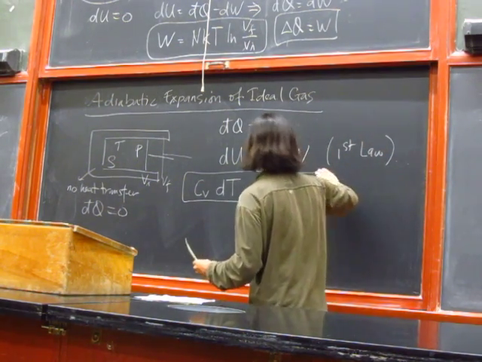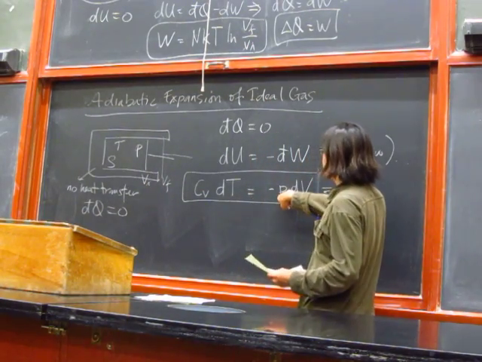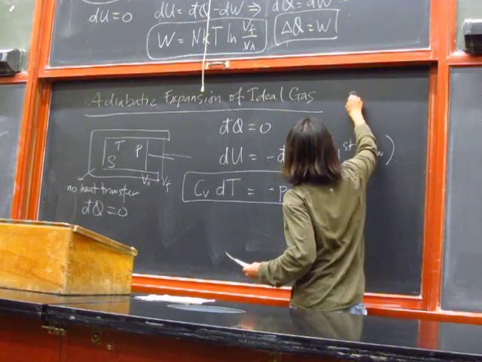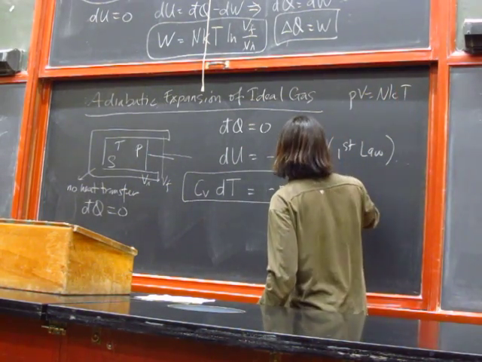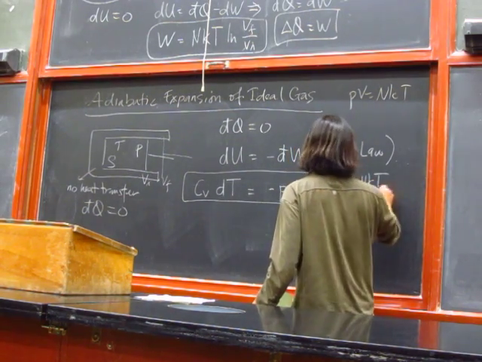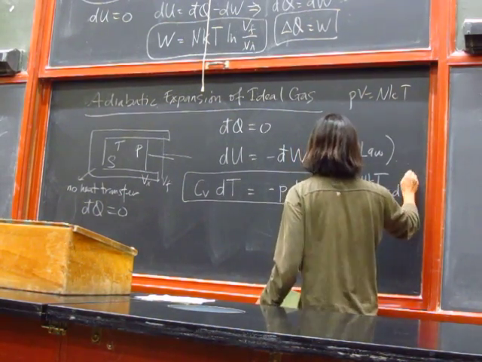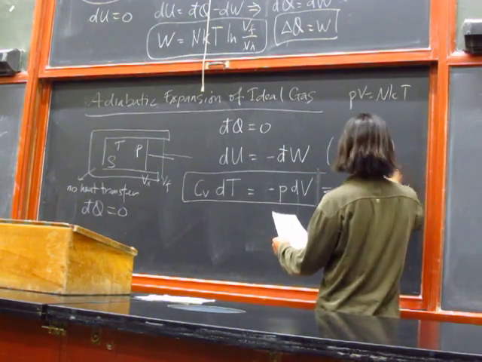I'm just giving some stuff. This is equal to, I can express P, this P equal to NkT, right, and I can write this as minus NkT over 3, right? Is that correct? Yes.